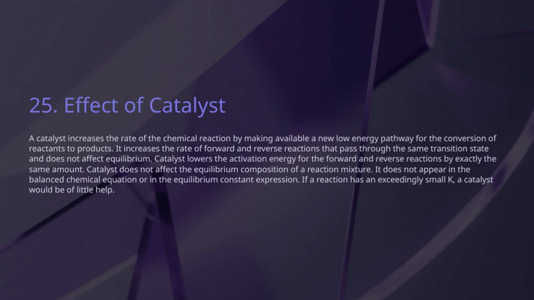This new pathway lowers the activation energy for both the forward and reverse reactions. Importantly, because it lowers the activation energy for both directions equally, it speeds up how fast the reaction reaches equilibrium, but it doesn't change the position of that equilibrium. So, the amounts of reactants and products at equilibrium remain the same. Another key point is that catalysts are not included in the balanced chemical equation, nor do they appear in the expression for the equilibrium constant. They're just there to help the reaction get there faster.